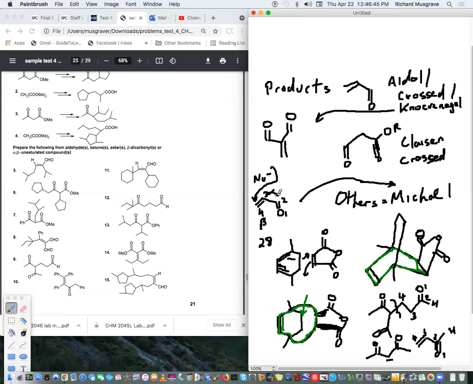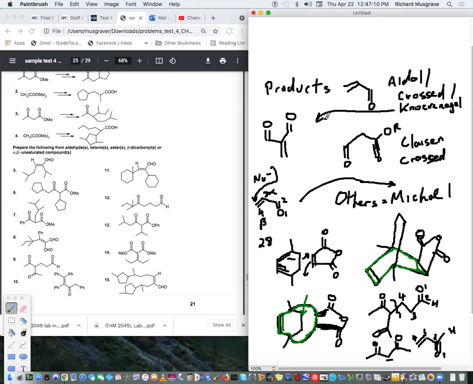I have a question. Yes, Mariah. Could you explain how to determine whether it's going to be a crossed Claisen or the Knoevenagel? Well, for this kind of situation, or the original starting reagents? With the starting reagents.